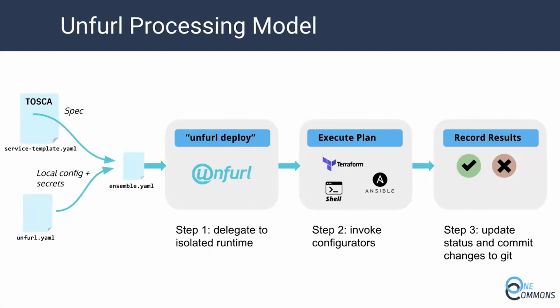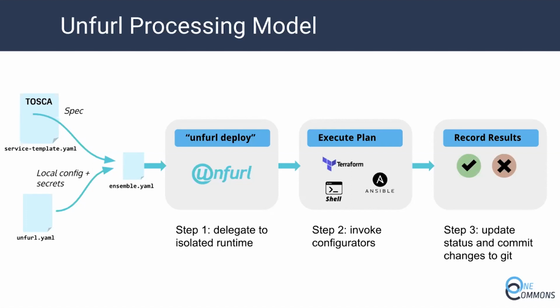And so, just a big picture of how all this comes together. Again, we talked, there's YAML files, and so there's a service template that is the Tosca spec, and then there's some local information, and then we combine that together into what we call ensembles, which are our representations of these cloud services. And then the Unfurl tool, when you deploy it, builds an isolated environment to deploy in. So we have reproducibility, which is a key requirement to have this open cloud. It invokes these configurators that we talked about.